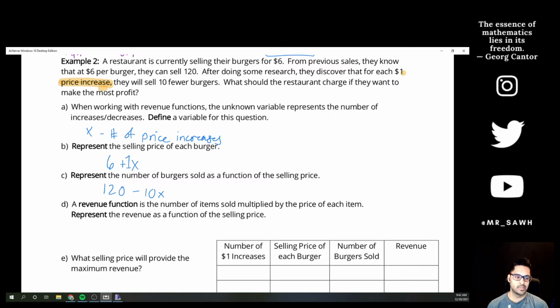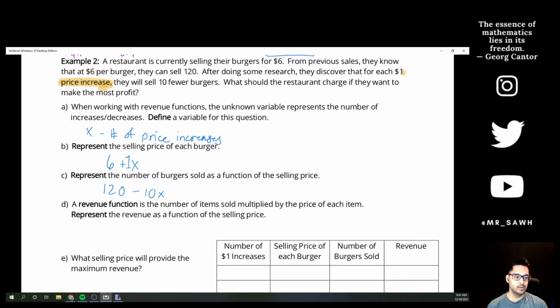And because it represents a price change, the coefficients are going to tell us how much that change is going to be. So in terms of the number sold, I'm going down 10 every time we increase. In terms of the price, we raise it $1 every time we increase.